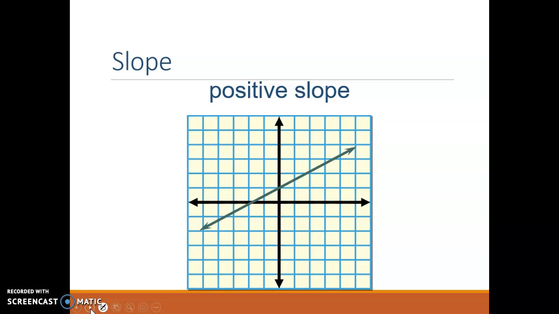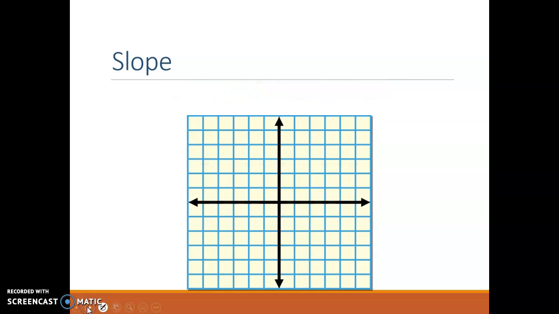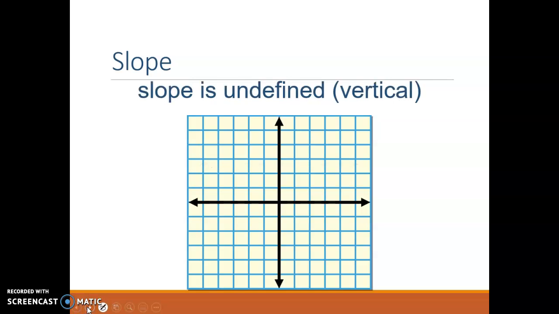So let's take a look. We've got positive slope, negative slope, a slope equals 0, horizontal, and slope is undefined. That's going to be a vertical line.